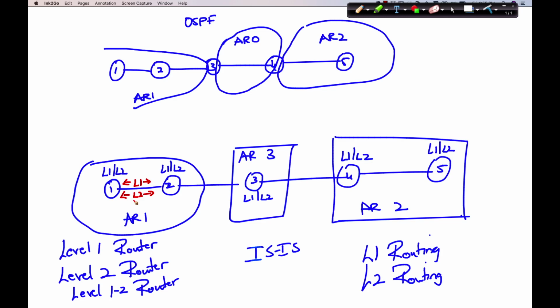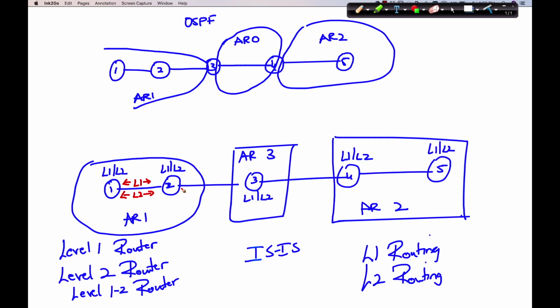Think about it like this: when R2 gives an update to router 1, he is going to send him an L1 update for his intra area, for his own loopback, and he would also send him an L2 update. However, router 1 is going to choose L1 in the routing table because L1 is preferred over L2. Something like O routes are preferred over OIA. So as of right now, there would be two adjacencies between router 1 and router 2.